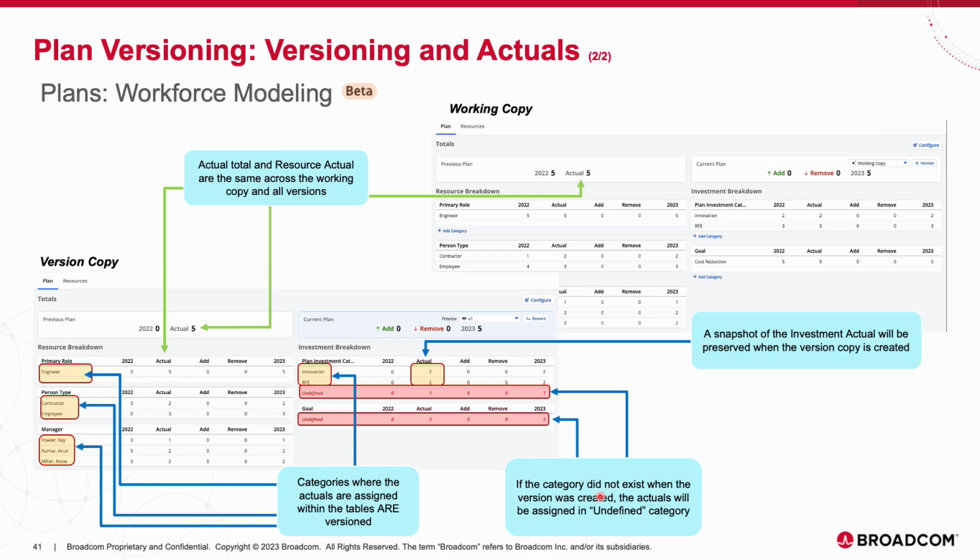Also, if categories did not exist when the version was created, those actuals will be assigned in an undefined column here. So if you look at it, there's a difference between the actuals in the version copy versus what you have in the working copy. And the remaining actuals, since it is pointing to one set of actuals, those that weren't taken at the time we took the version will be assigned in an undefined row within those particular tables.